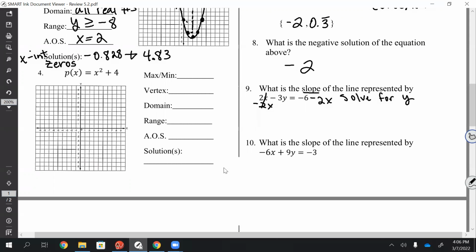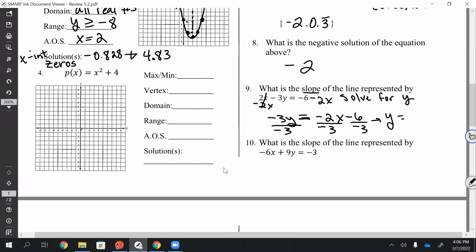2x minus 2x, those cancel. I have -3y equals, and I'm going to rearrange a little bit here. I'm going to put my x term first. I put -2x, and then I already had a -6, so -6. So step 1 is to move the x over to the other side. Step 2, we have to get rid of the number in front of the y. So we are going to divide by -3 because that's what's in front of the y. Divide by -3 on every term.